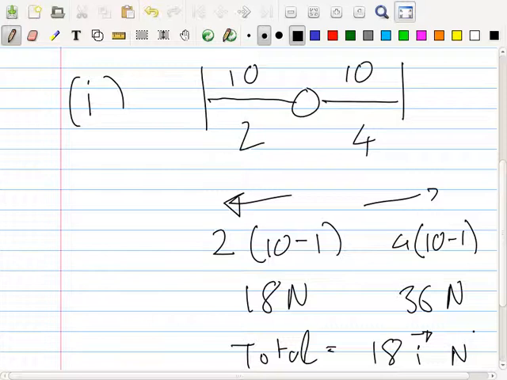Why don't you say 36 to the right? 36 right, but 18 to the left. So the total is 18 to the right.